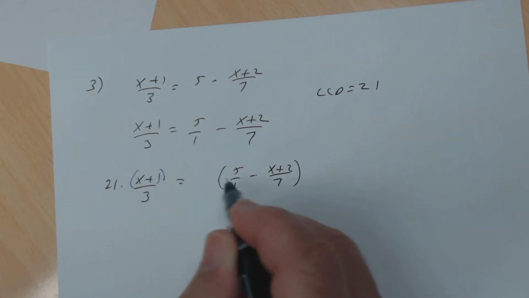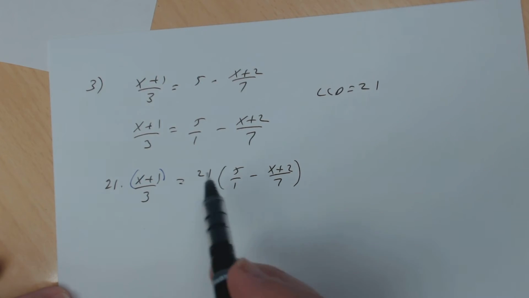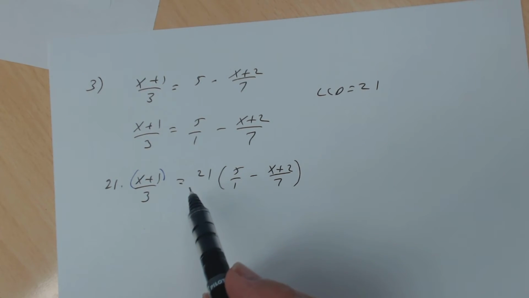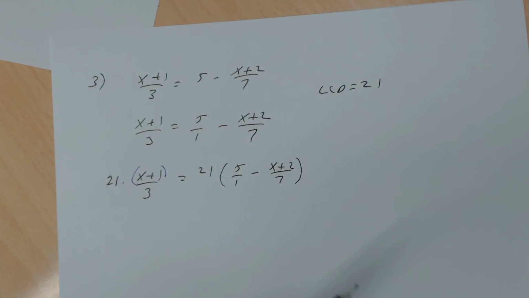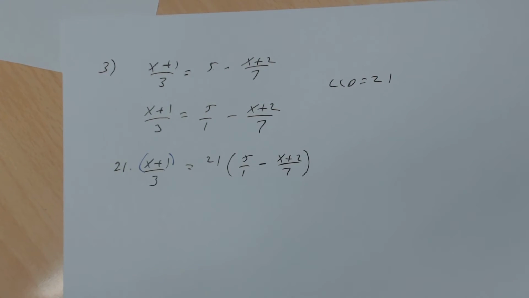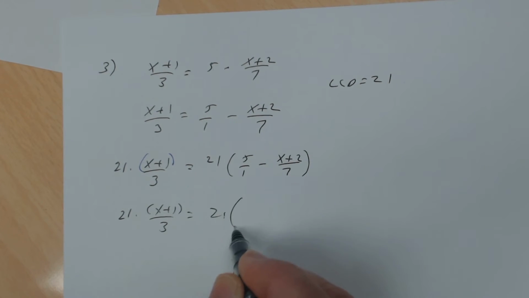So I get something like this. All right, now I'm going to distribute. So now I'm going back to this part here. I'm doing this right here. Okay, so let me go ahead and rewrite this. 21 times x plus 1 divided by 3 equal 21 times these two fractions.